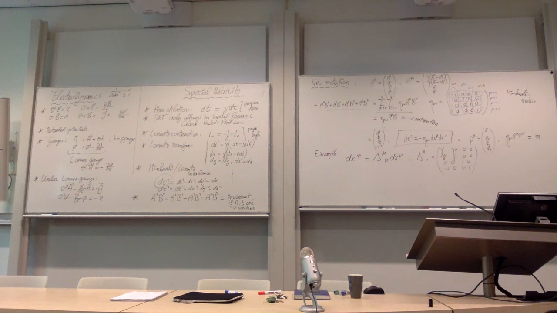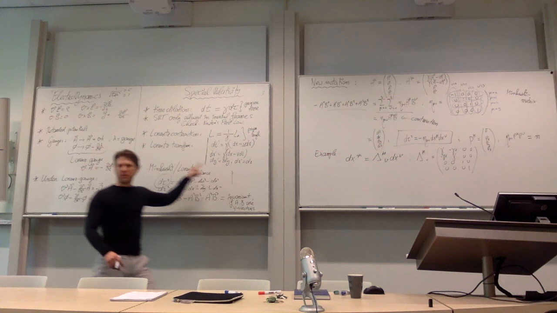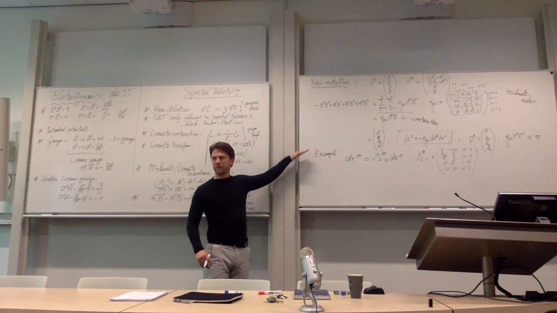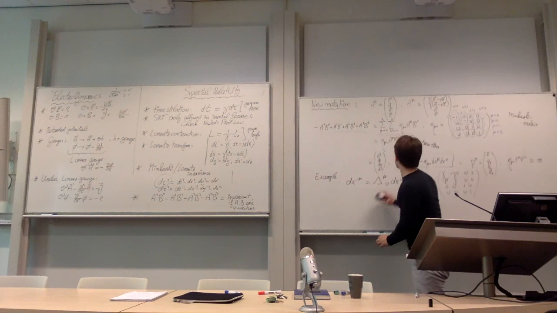I haven't done anything with my electrodynamics so far. But this notation is extremely good to put all of this into four vector notation and contractions. Can I erase this? Because I'm going to need this. I hope you have it in your notes right now. So far, the new notation.